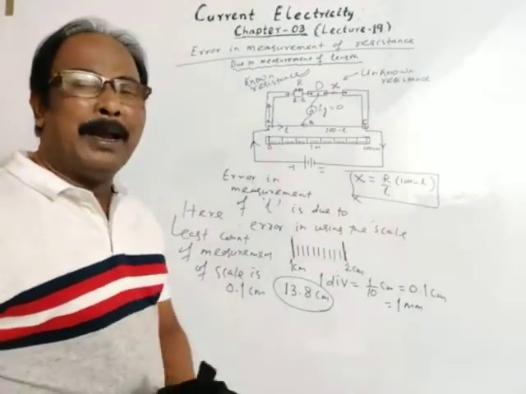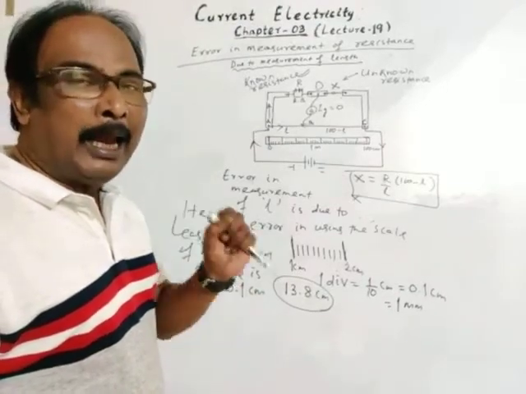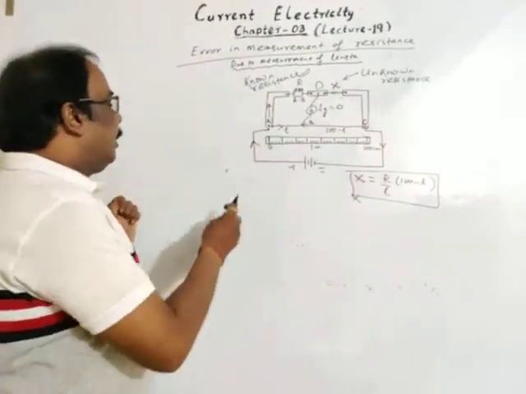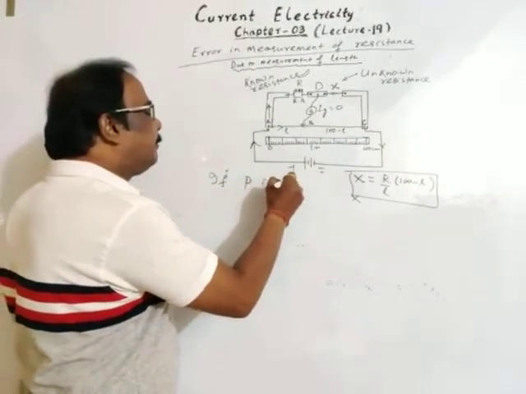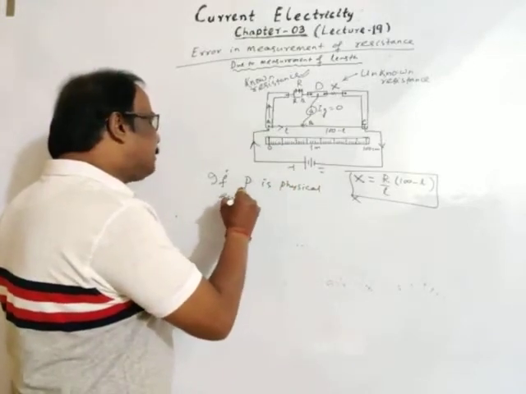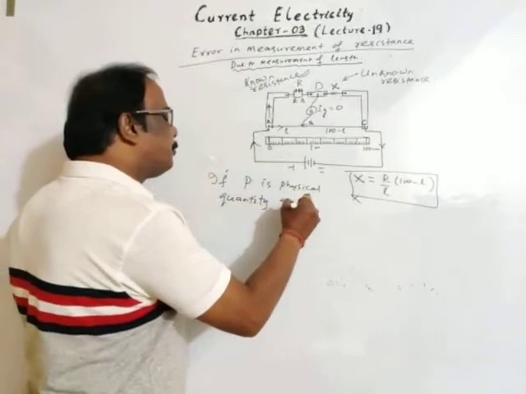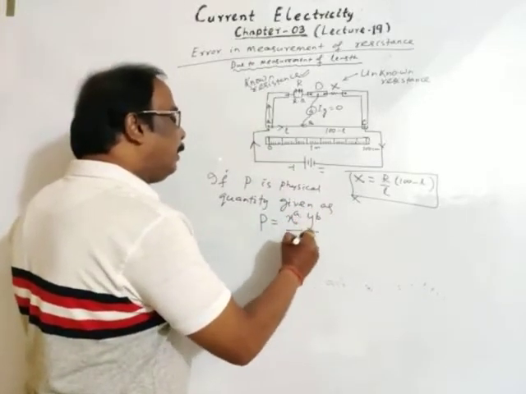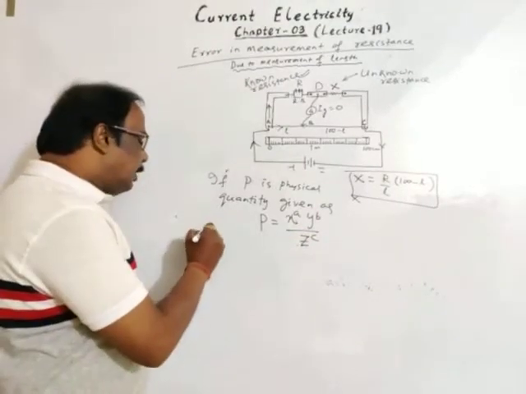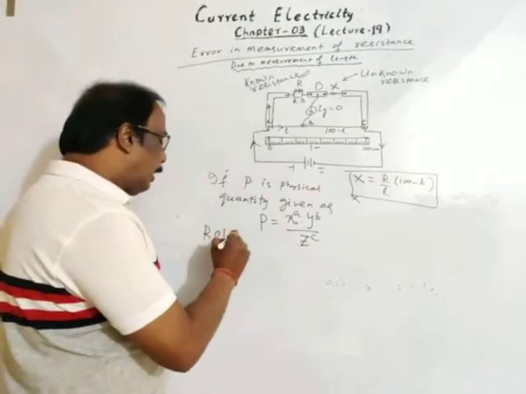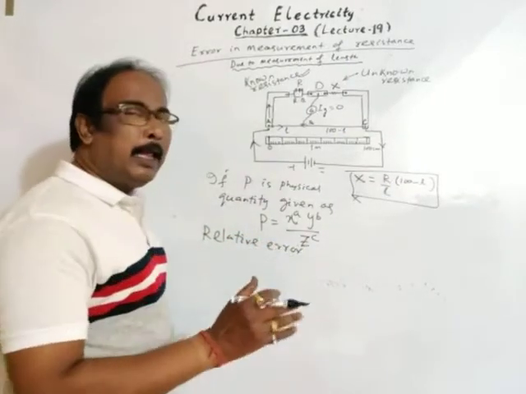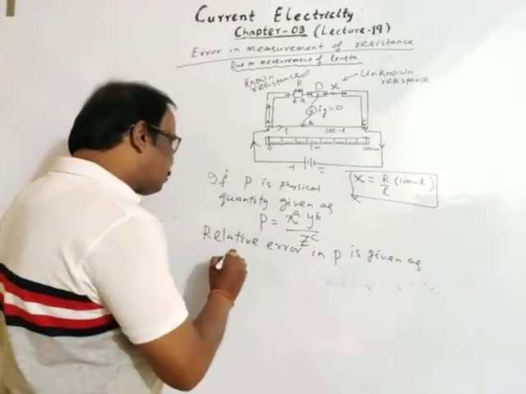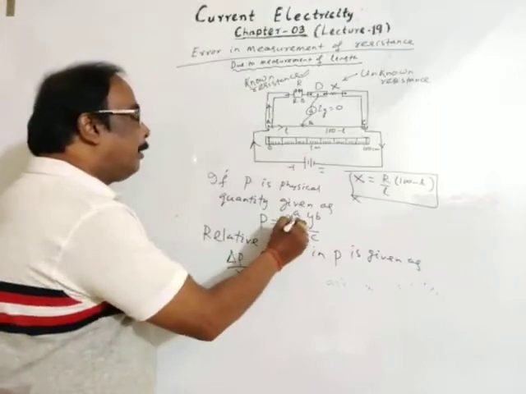Then how can you calculate error or fractional error or relative error? See, if P is a physical quantity given as P is equal to x to the power a, y to the power b divided by z to the power c, then the fractional error or relative error in P is given as delta P by P maximum.